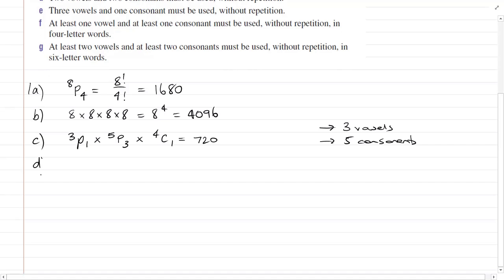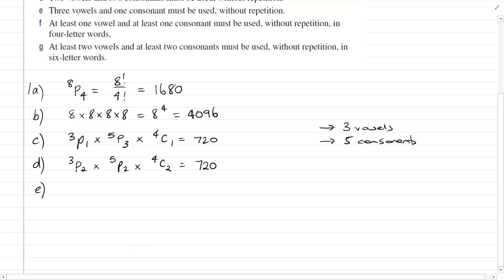Question D asks for two vowels and two consonants. So this time it is 3P2 times 5P2 times 4C2. And again, this will be equal to 720, which might seem a bit strange, but for the increase in 4C2, which equals 6, there is a decrease because I'm choosing only two from the larger group and two from the smaller group. So it does work out.